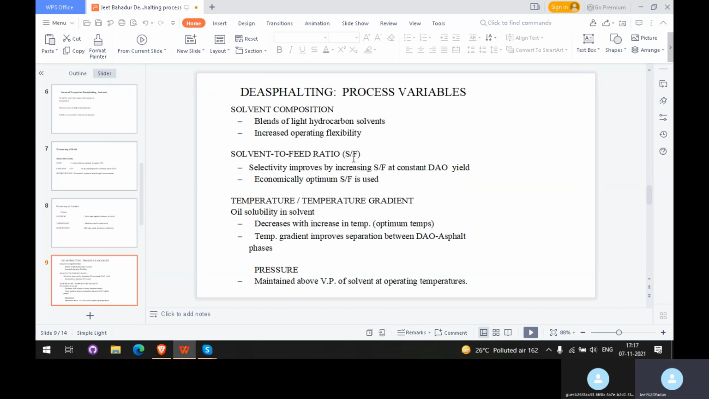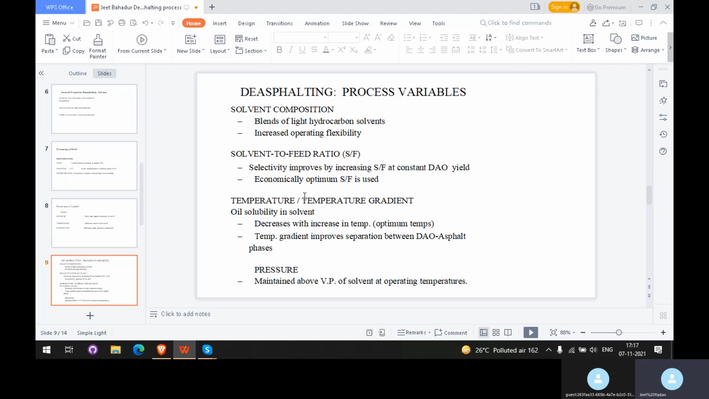So whenever the S by F ratio increases, the selectivity of DAO definitely improves, and it also gives us a constant DAO yield whenever the S by F ratio increases, basically when we feed the solvent. Further, we use the economically optimum S by F in the de-asphalting process. Basically, we use those S by F ratios which are economical and also give us the optimum results for the de-asphalting process.